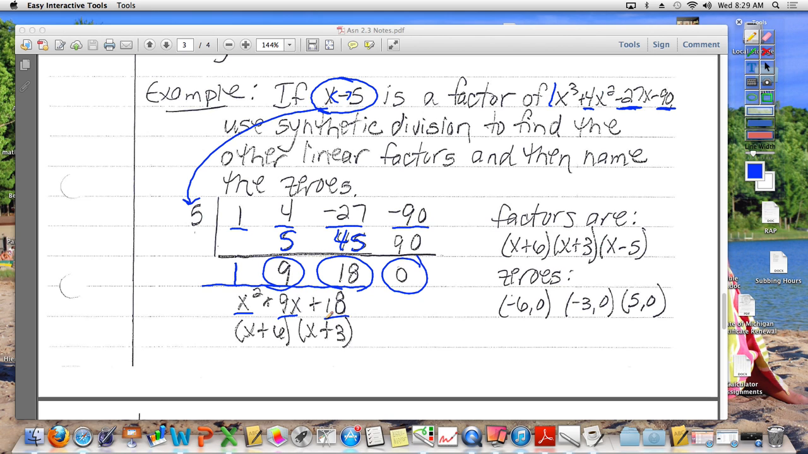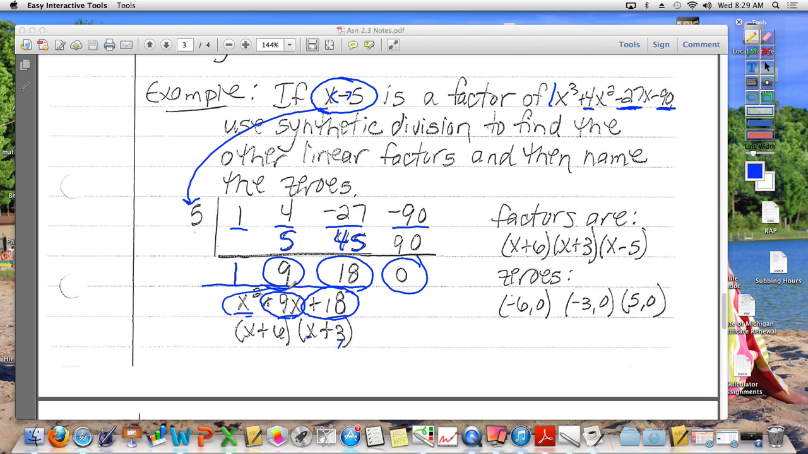Now, what would you do in a situation like this to figure out what the zeros are or what the factors are? How did I come up with this x plus 6 and x plus 3? You're looking for two numbers that multiply to give you 18, and when you add them together, you get a positive 9. So x plus 6 and x plus 3 are your other two factors.